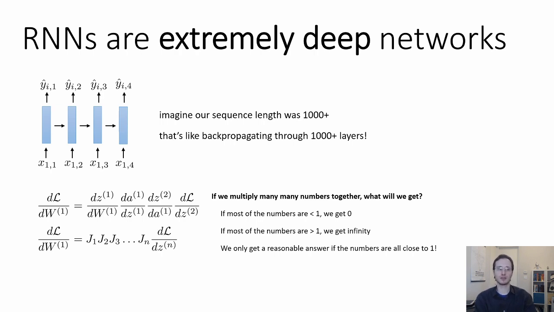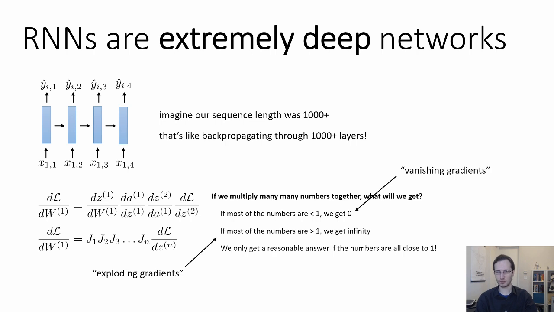And what are we multiplying? Well, we're multiplying the Jacobians of all these layers, so we want the eigenvalues of these Jacobians to be close to 1. And if they're not close to 1, then we're going to have problems. If they're less than 1, then we get what are called vanishing gradients, which means that the magnitude of our gradient decreases exponentially with the number of layers. If they are larger than 1, then we get what's called exploding gradients. That means that the magnitude of our gradients increases exponentially with the number of layers.